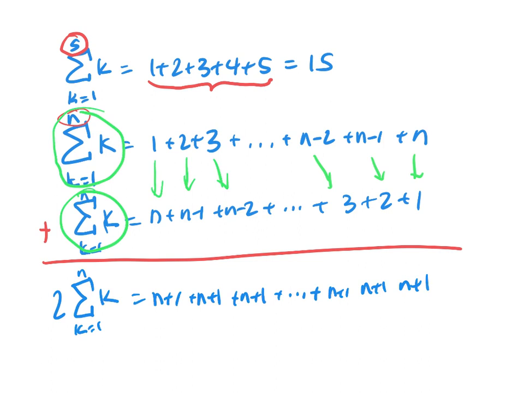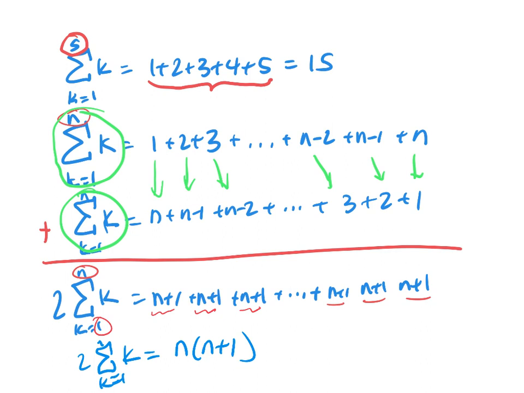Okay, so here's the cool thing about this. How many n plus 1s are listed there? Well, if I count all these out, there's 1, 2, 3, blah, blah, blah. There's n of these things because we went from 1 to n. So I can simplify this by writing it as a product. 2 times the sum from k equals 1 to n of k equals n times n plus 1.